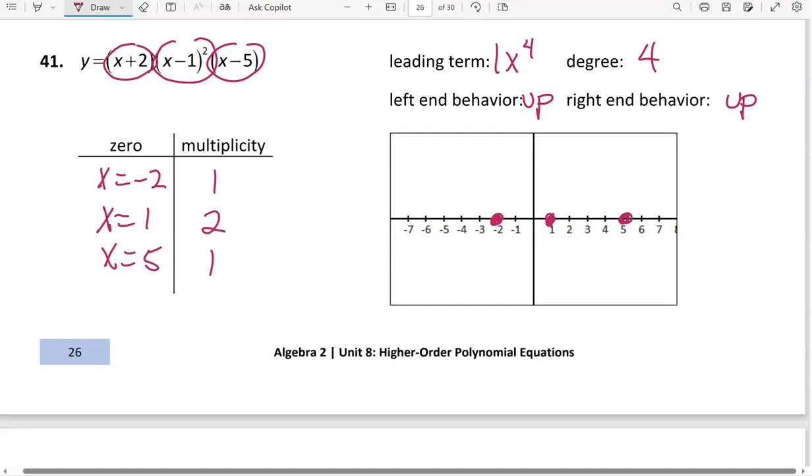Our right-hand behavior is up, and as we pass through x equals 5, that's a multiplicity 1 zero, so it's basically going to just pass straight through. At x equals 1, the graph will bounce off of the x-axis because it's multiplicity 2. And then at x equals negative 2, the graph's just basically going to pass straight through.